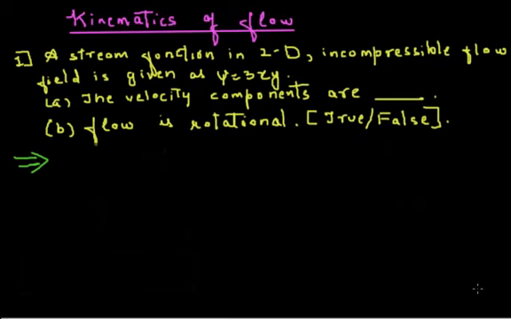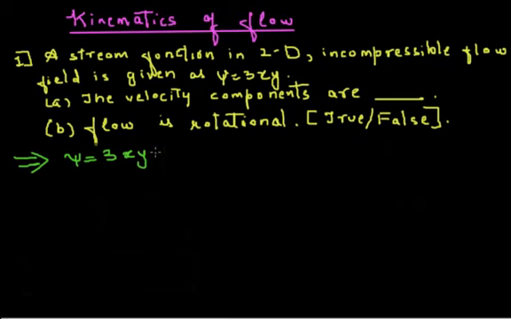It says that a stream function in a two-dimensional incompressible flow field is given as psi is equal to 3xy. What is asked is: A, the velocity components are dash, and B, flow is rotational, whether true or false. This is the first problem for today. In this problem, we know the psi function for this flow field, that is psi is equal to 3xy.